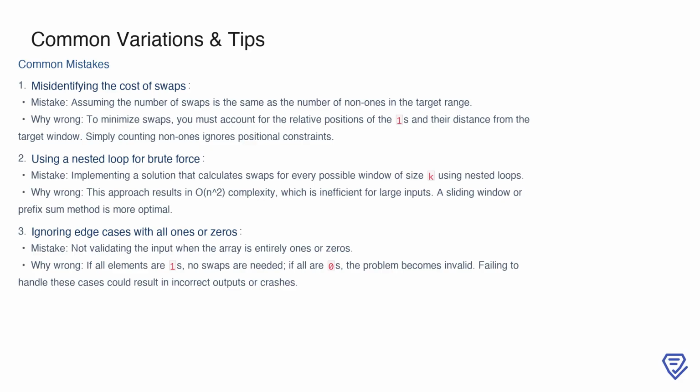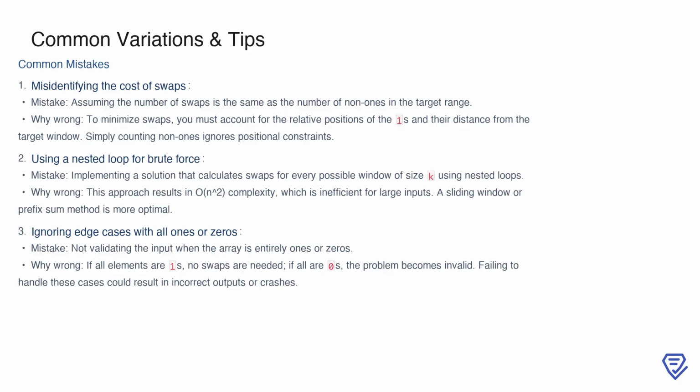Another mistake is using a brute force approach with nested loops to calculate swaps for every possible window of size k. This results in an O(n squared) time complexity, which quickly becomes inefficient as the input size grows. Instead, methods like sliding windows or prefix sums are much more optimal.